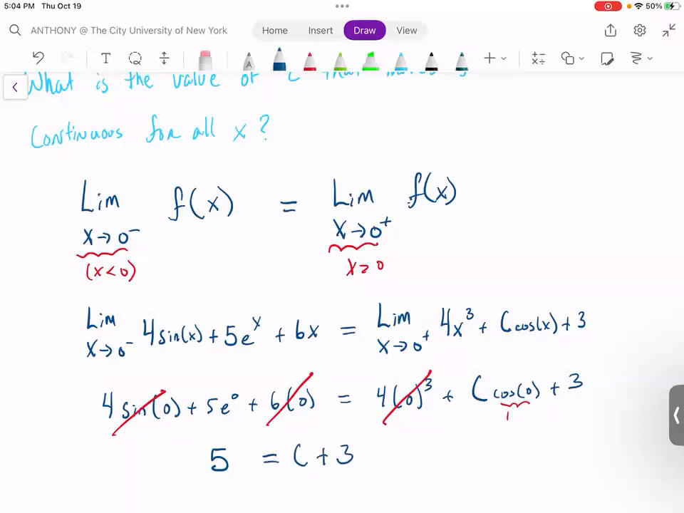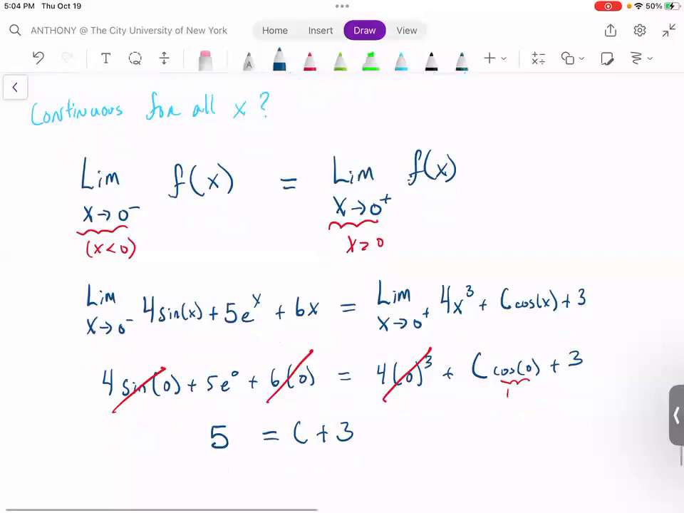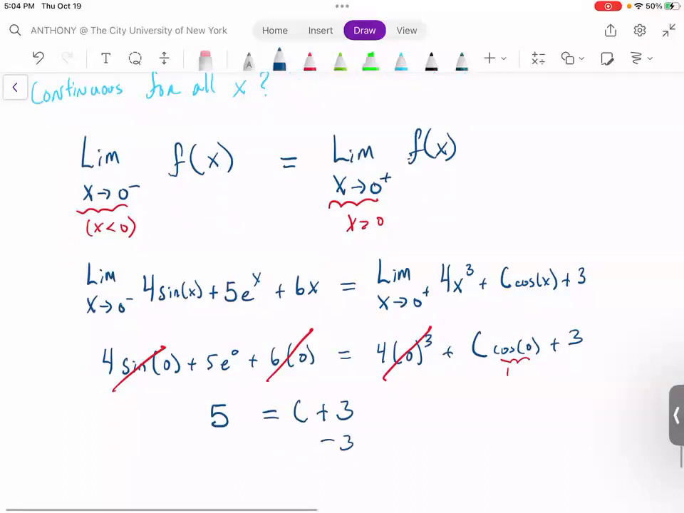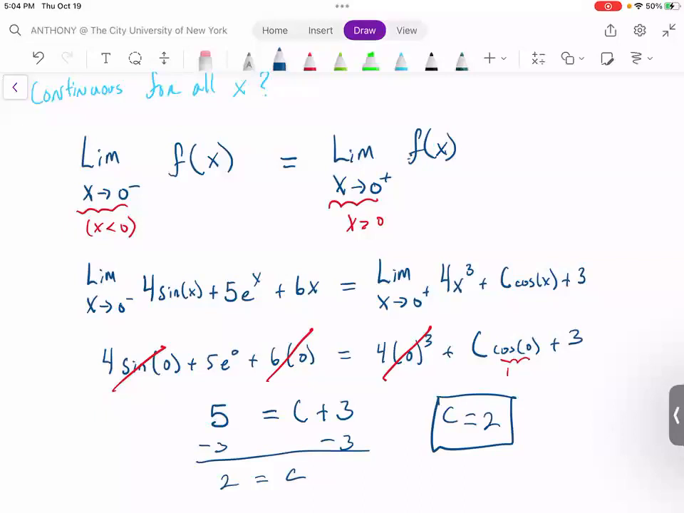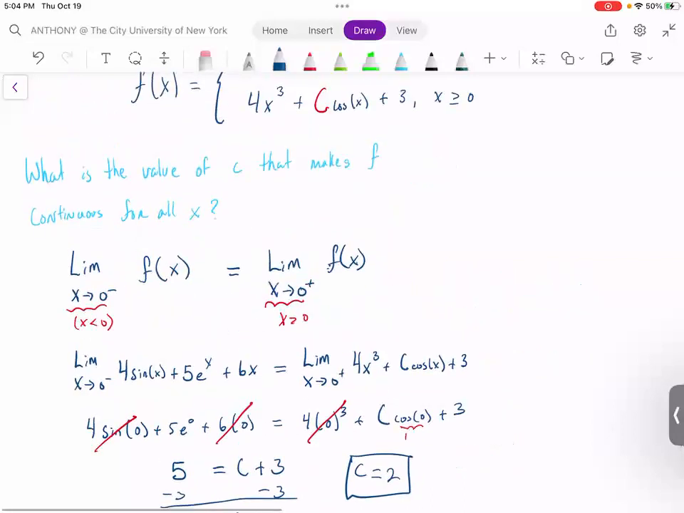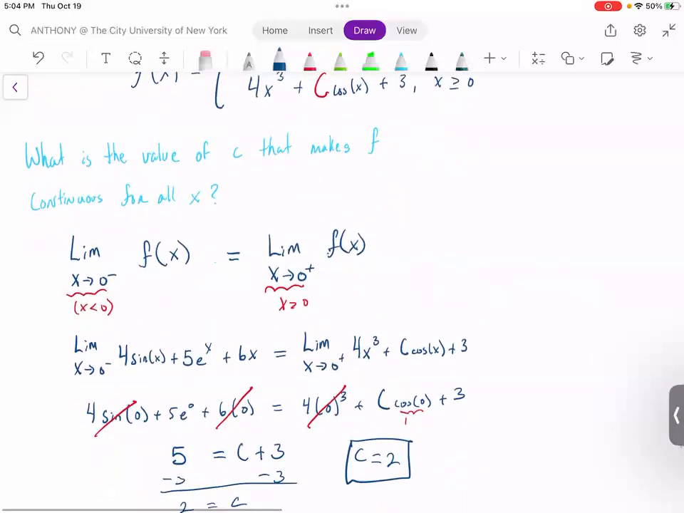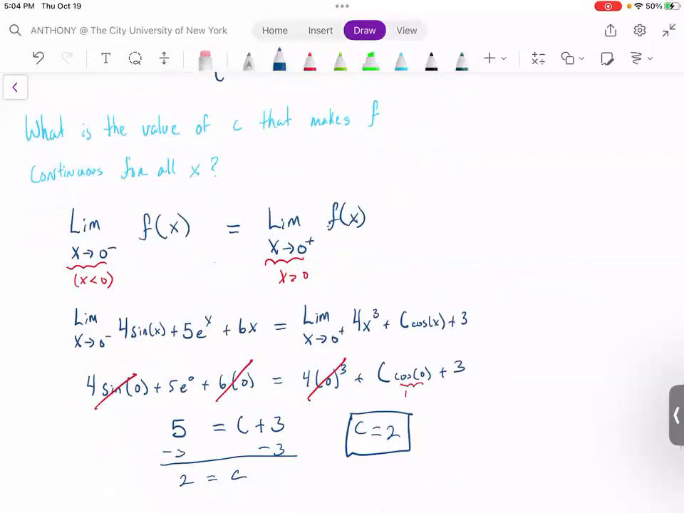Look at this equation now. This is a very simple equation that you can solve. What is the value of c? 2. How do you get 2? Subtract 3 on both sides. So c equals 2 is the solution. This is the value of c that will make the function continuous for all x. All right.